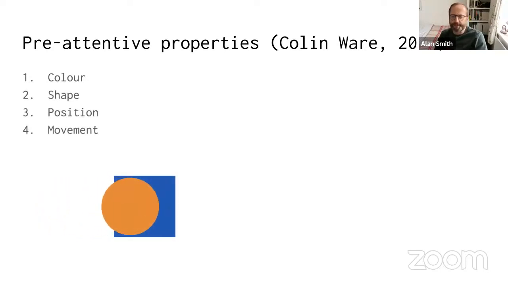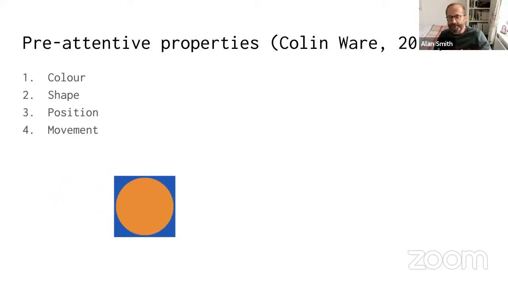An information visualization specialist called Colin Ware has identified that there are something called pre-attentive visual properties. And what he means by that is there are things that people will notice visually without having to concentrate on them, okay? And the four pre-attentive properties that he describes are color, shape, position, and movement. So when you describe the orange circle moving inside the blue square, you're actually recalling and noticing all four of those pre-attentive properties in the space of about 1 second.